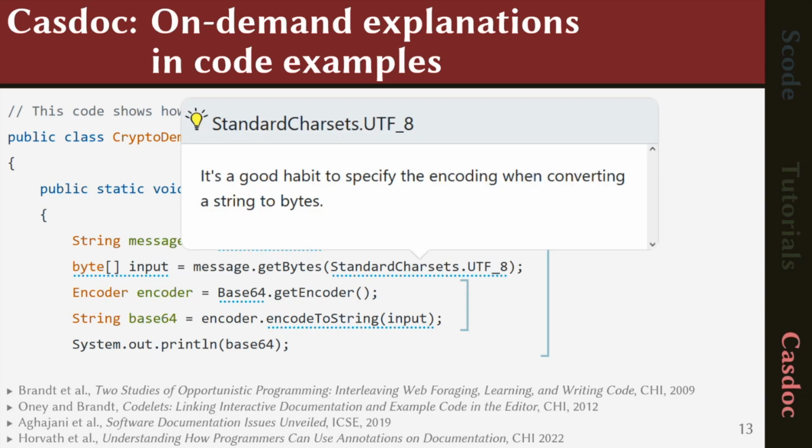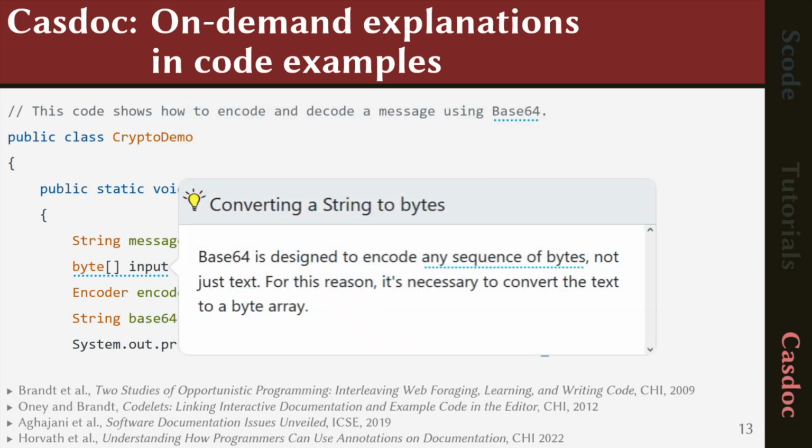If you don't know why someone might use UTF-8 in this method, then you can hover over it and reveal additional explanation. But someone else might already know this, and instead ask about why we convert a message to an array of bytes, in this example about cryptography. So the point of Casdoc is to focus on a code example and then allow each developer to get further information based on what they actually need, rather than presenting them with a large block of text that they need to jump around.